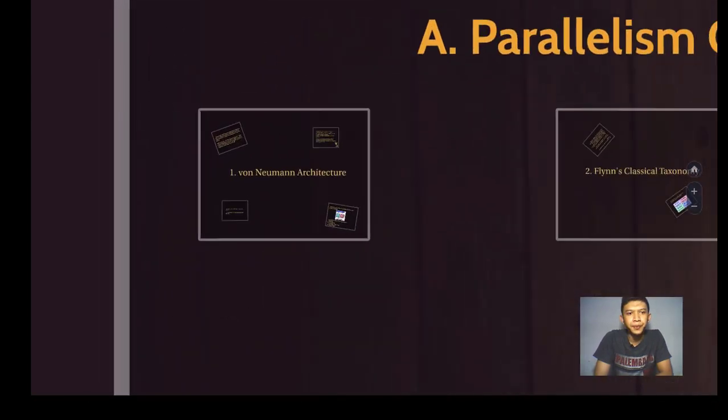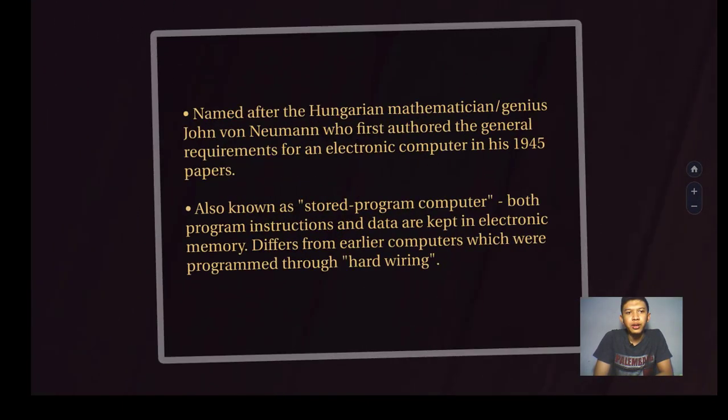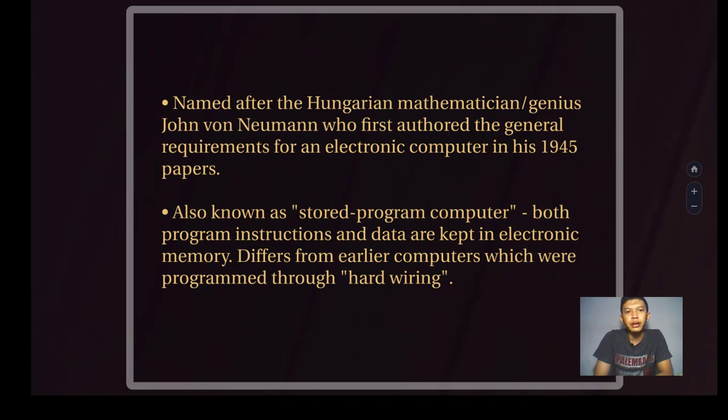Parallelism concept. One: von Neumann architecture, named after the Hungarian mathematician and genius John von Neumann, who first authored the general requirements for an electronic computer in his 1945 papers. Also known as the stored-program computer, both program instructions and data are kept in electronic memory. This differs from early computers, which were programmed through hardwiring.